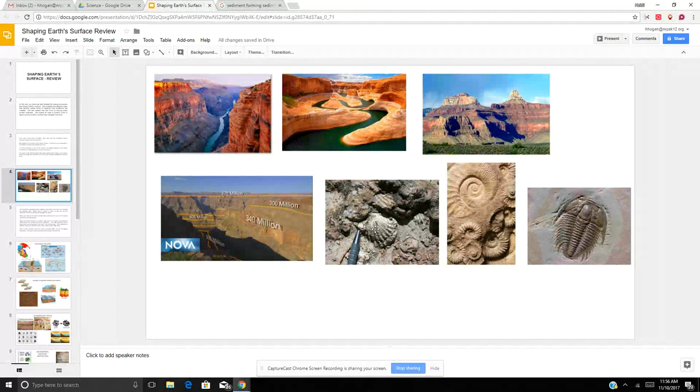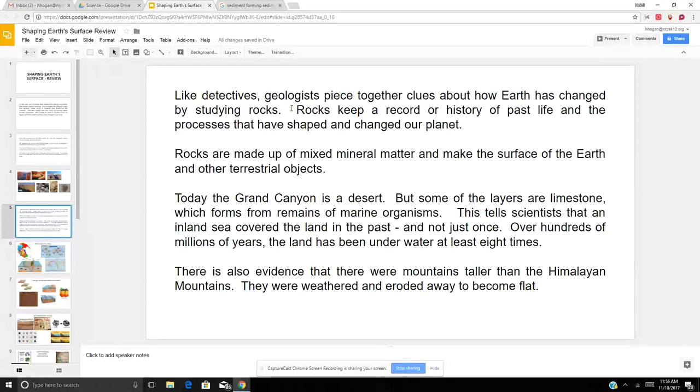And in the Grand Canyon, they have found trilobites and they have found shell fossils, and that tells us and scientists that at some point the Grand Canyon was covered by water. So like detectives, geologists who study the land and rocks, they piece together the clues about how Earth has changed by studying rocks, because rocks keep a record or a history of past life, and of what was happening, the processes that shaped us.